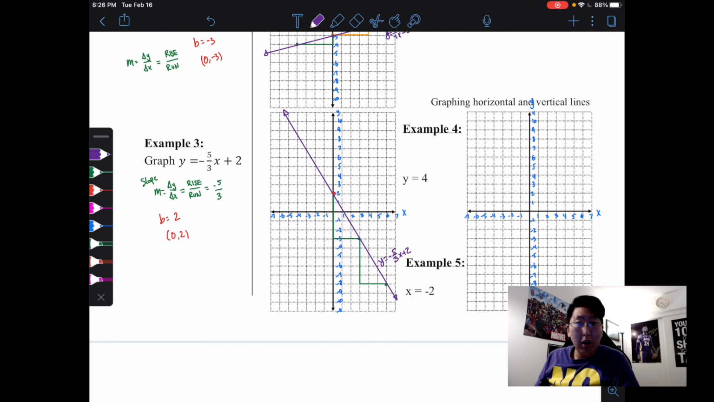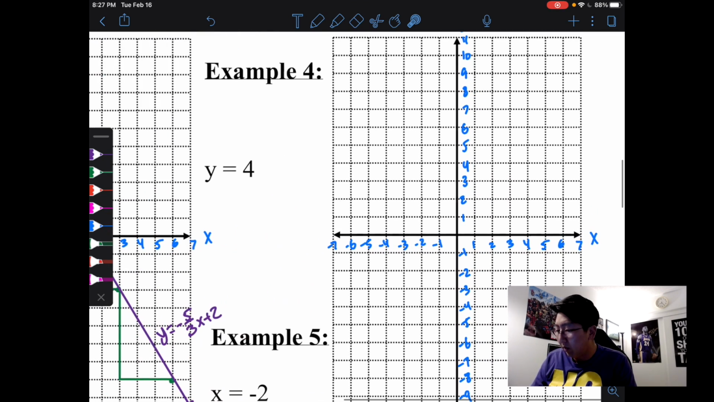Alright, so if we know our m and our b, we can still graph this. The only difference is that it's going over more than 1, right? It's going over 3. Alright, our last one here.